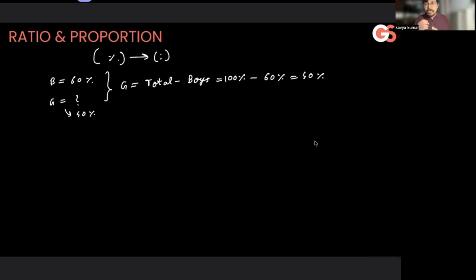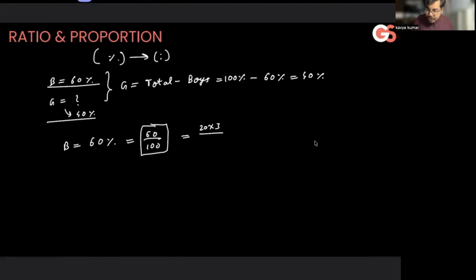Now, whenever we know the percentage, how do we convert it into ratios? Just expand it. Boys are how many? 60%. So can I write it down as 60 divided by 100? Now I have to write this in the simplest form. So 20 into 3 and 20 into 5. So 20 cancels out. It comes out to be 3 by 5.